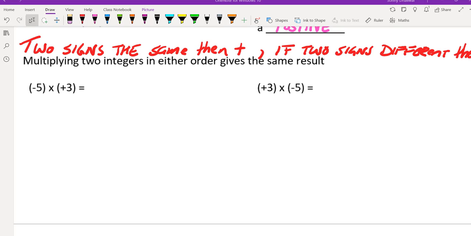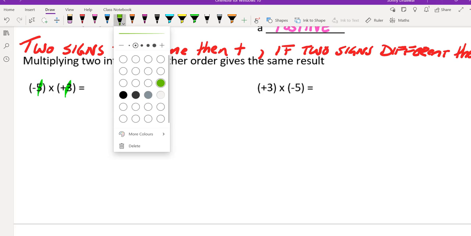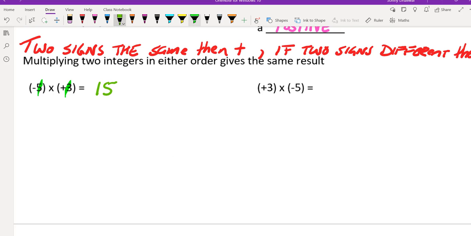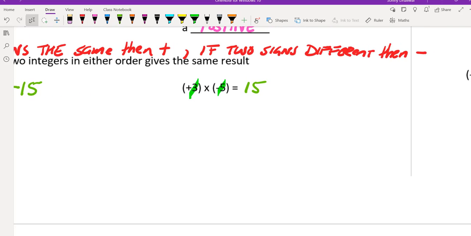So for the numbers, we do it just like we did before in elementary school and in grade 7. 5 times 3, what do we got? 15. Right? 5 times 3, 15. Then you look up above to figure out the sign. Is it positive or is it negative? First one, we have a negative times a positive. Negative, thank you. Next one, positive times a negative. Negative. The order doesn't matter, right?